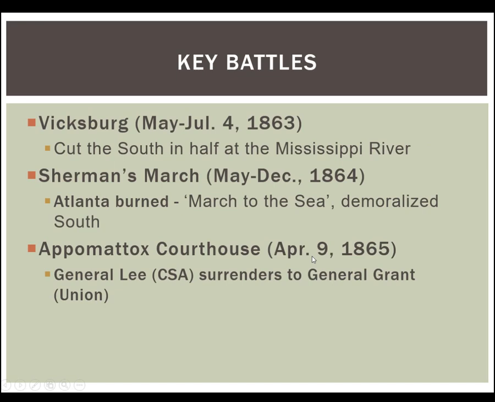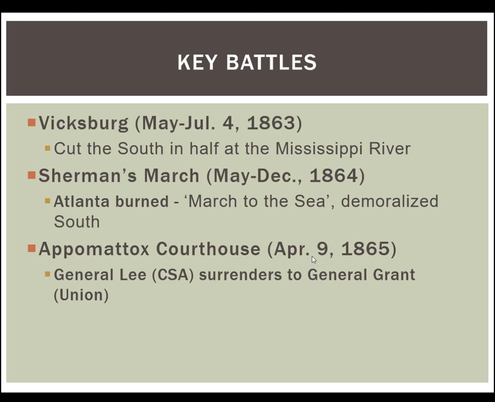Okay, we have the Battle of Vicksburg, really the Siege of Vicksburg. So with Vicksburg, it's a fulfillment of another piece of the Anaconda Plan, taking control of the Mississippi and cutting the South in half. Next is Sherman's March, or Sherman's March to the Sea, where he's basically marching from Atlanta to Savannah, Georgia, burning as he goes.